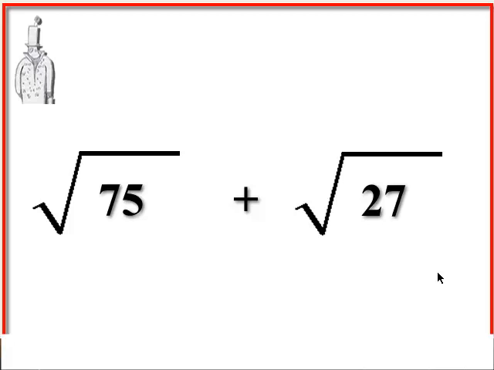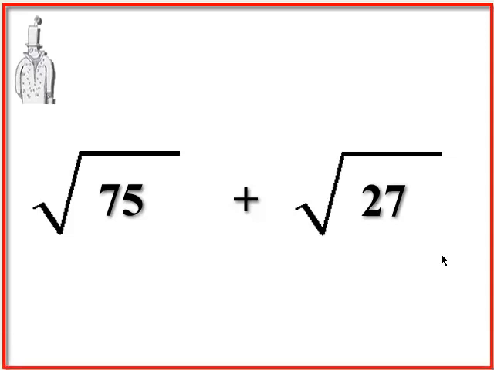Okay, you got two non-perfect radicals there. So you got square root of 75 plus square root of 27. As they are, you cannot add them. Okay? And because it's being added, you can't do that mush them under the same radical trick. That only works with multiplication or division.